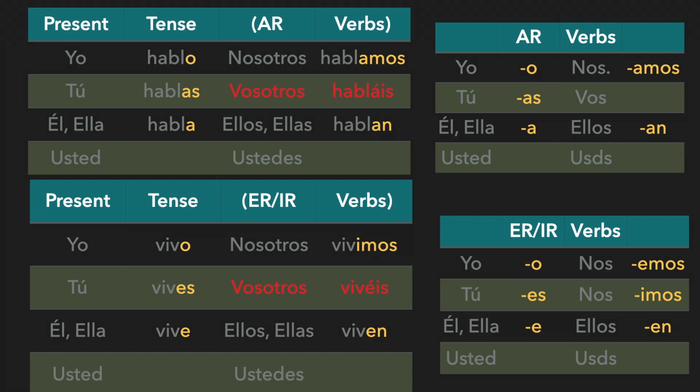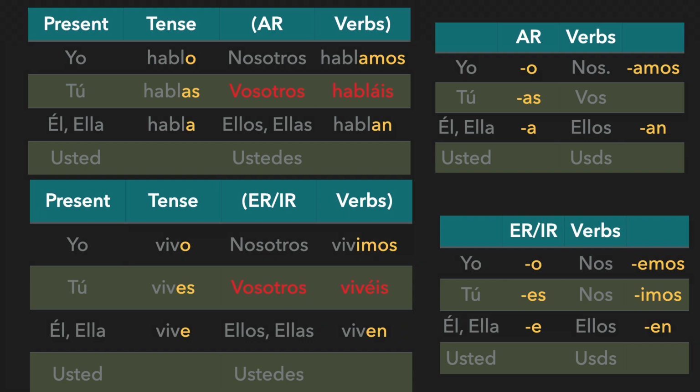Now, when I jump over to the right-hand side and you look at the ER and the IR conjugation, you'll see that I have emos and imos. That means that if it's an ER verb, I use emos. If it's an IR verb, I use imos. That's it. This is the only time. So these are the patterns. This is the present tense patterns for all AR verbs, ER verbs, and IR verbs.